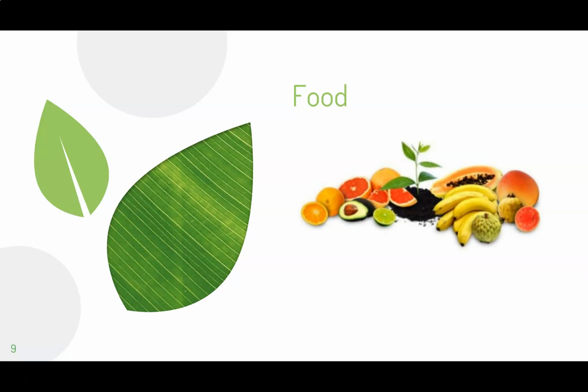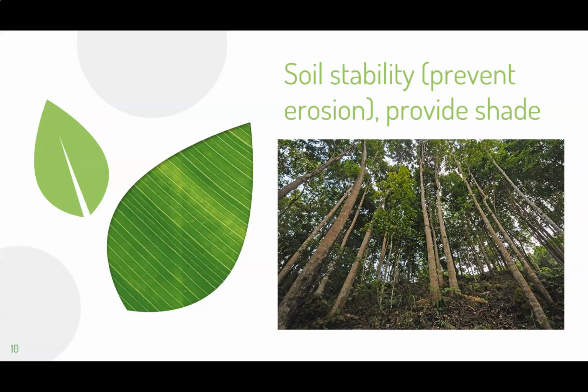Trees also provide food. So here you can see a selection of food that was collected from trees. Trees provide soil stability, so they prevent erosion. So here you can see many trees on a very steep hill. Their roots go deep into that hill and prevent it from eroding or washing away when there was a wind or large rainfall. And trees also provide shade, both for animals and for humans.